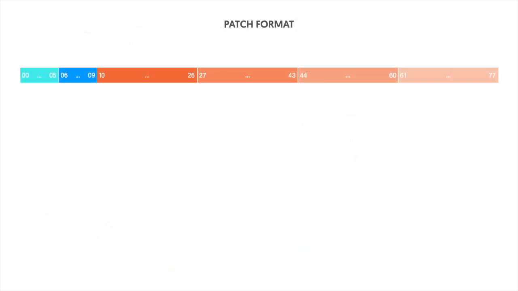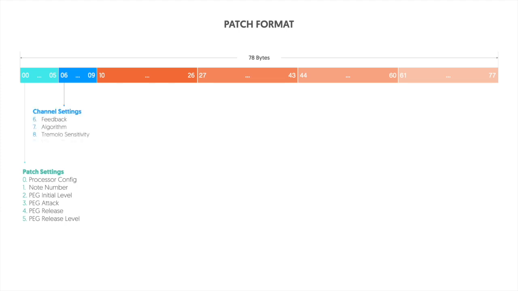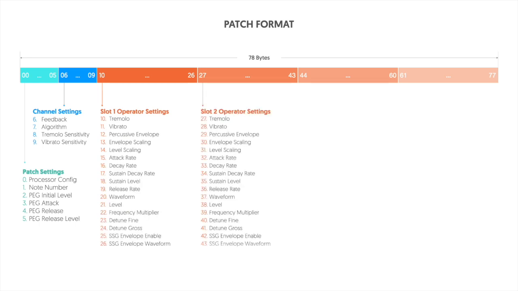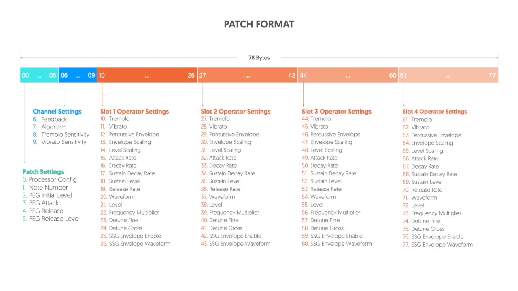Speaking of the patch definition, here it is. It's an array of 78 bytes. The first 6 bytes are the patch settings, followed by 4 bytes of channel settings, and then come 17 bytes for each of the different operators.